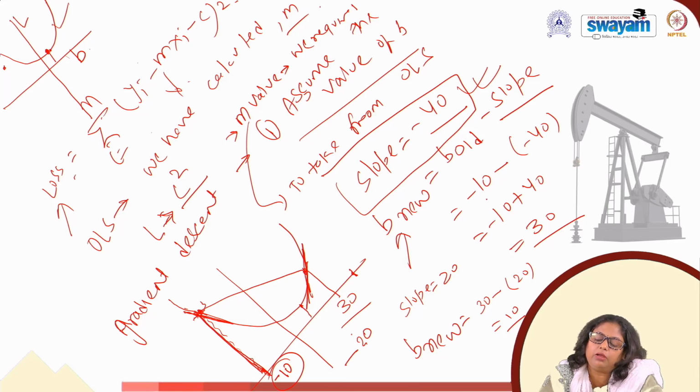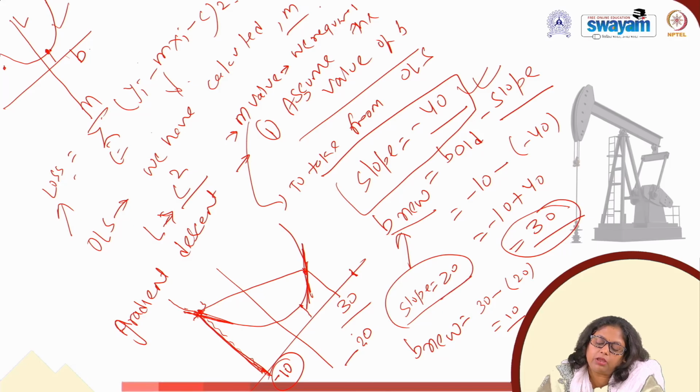So what we have is minus 10 minus, and the slope we have taken is minus 40. So b new you are getting is 30. So when you have a negative slope, you are increasing the value of b. Assume you are taking one more slope, that is positive.